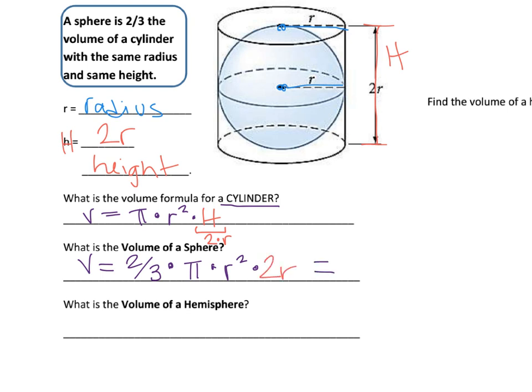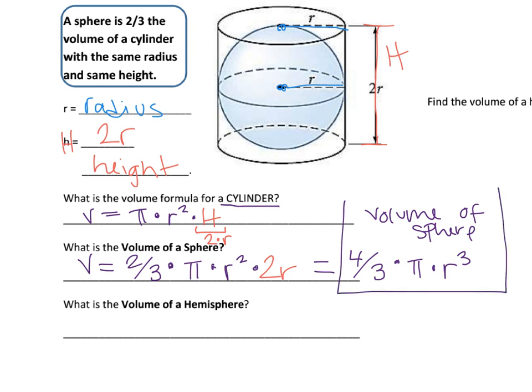Which equals, if I do 2 times 2, we get 4. So 4/3 times pi times the radius, and if you look, we have 1, 2, and then 1 more, so that would be the radius cubed. And then this is the volume of a sphere. Put a big old box around that. This is the simplified version right here.